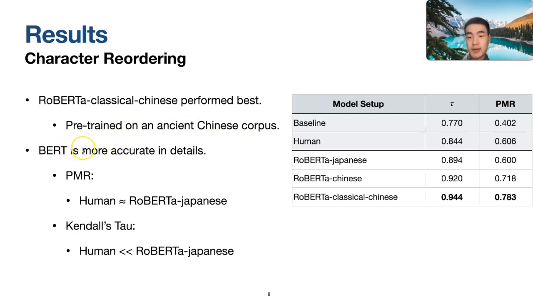interesting point that BERT is more accurate in details. So for the perfect match ratio, human performance is actually similar to RoBERTa-Japanese, which is both around 0.6, but for Kendall's correlation, human is much weaker than RoBERTa-Japanese.